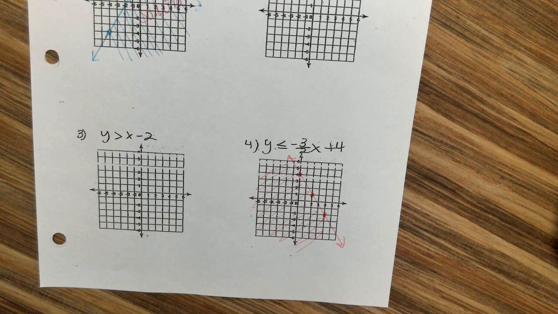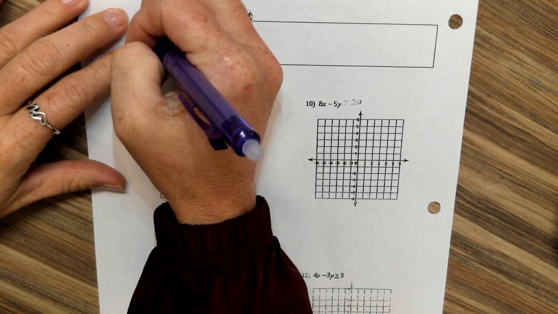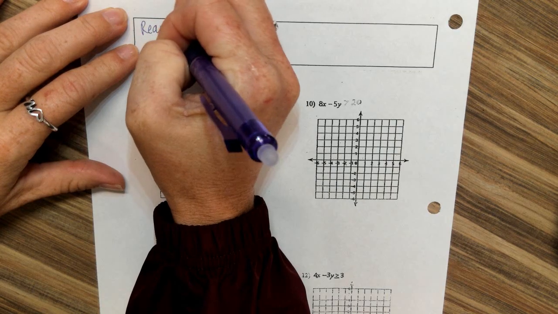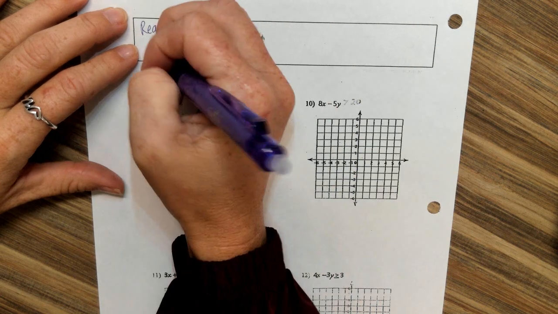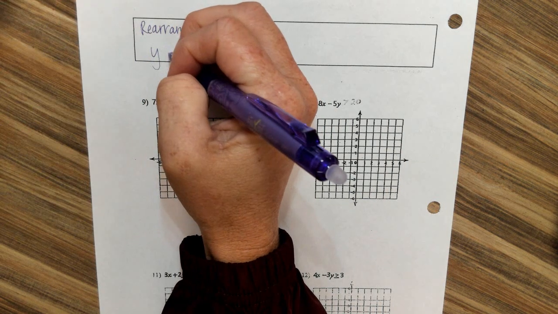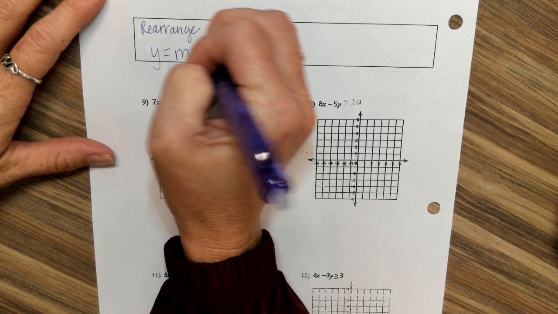Okay, flip to the back. We're going to do number 1 on the back, but I want y'all up top to put: sometimes you have to rearrange the inequality to y, and I'm going to put equals, but y'all know it's not equals, it's less than or greater than, mx plus b.